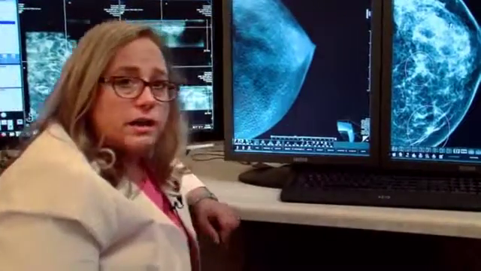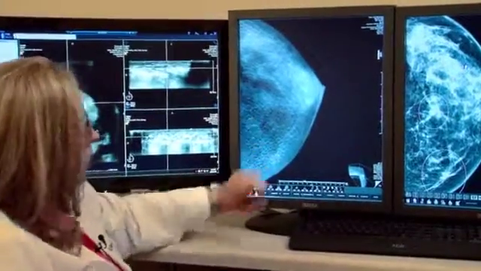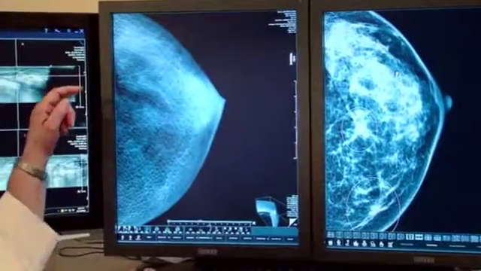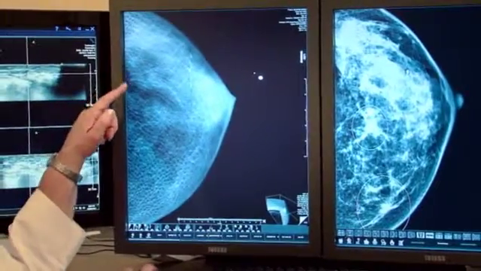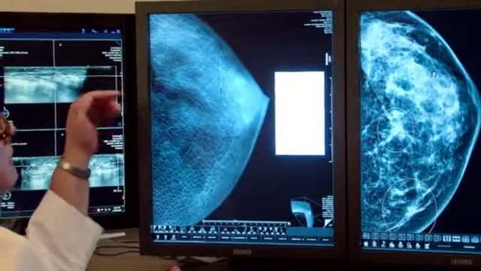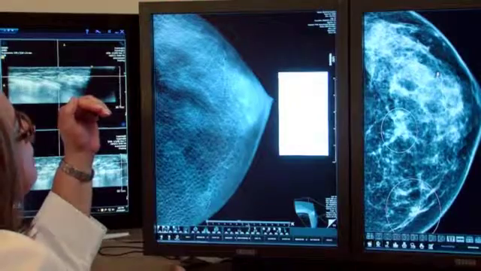The new modality now is 3D mammogram. And this is a 3D mammogram right here. And this is this image in 3D. And let's take an opportunity to look at what 3D does. 3D takes numerous images of the breast and allows you to watch them every millimeter of the breast.